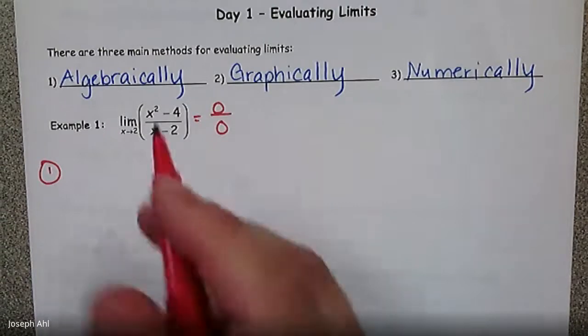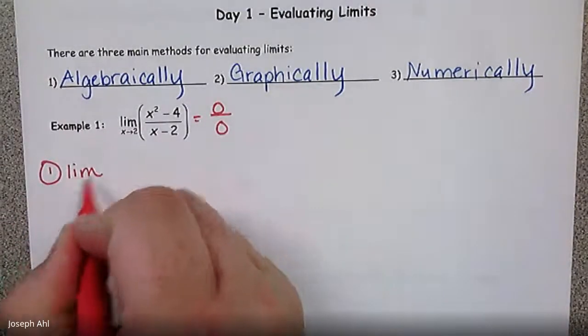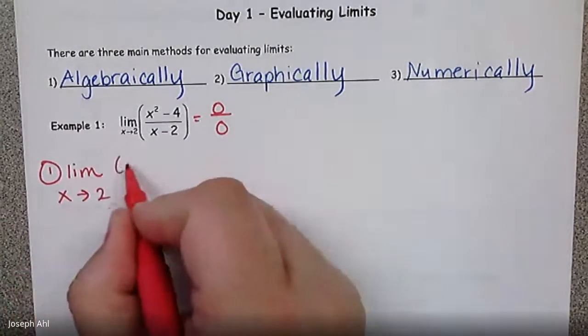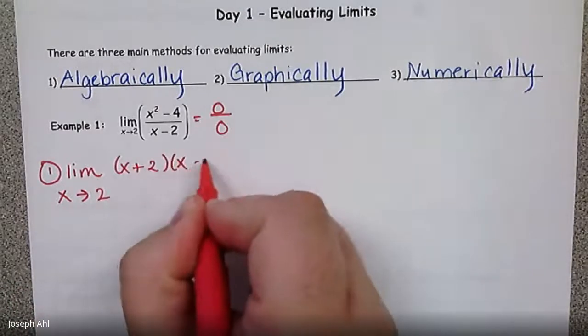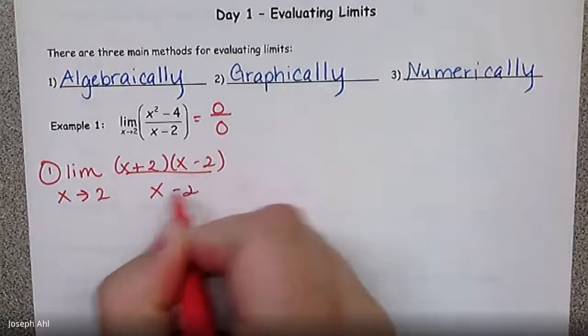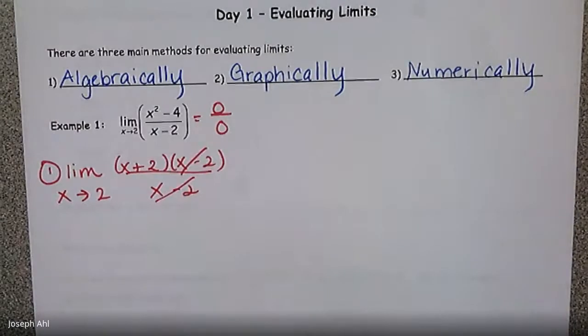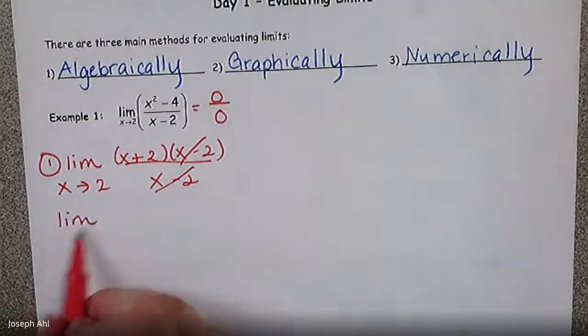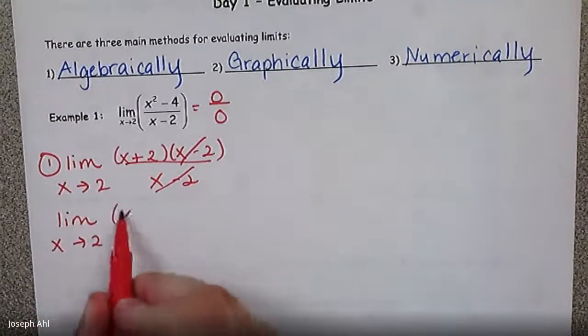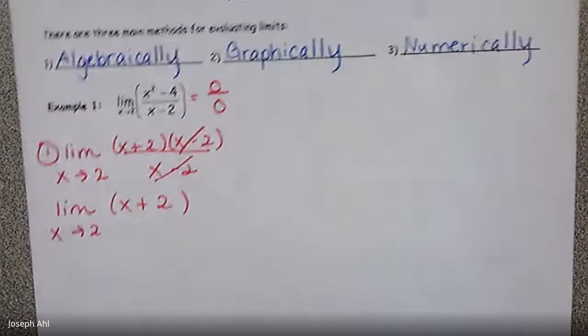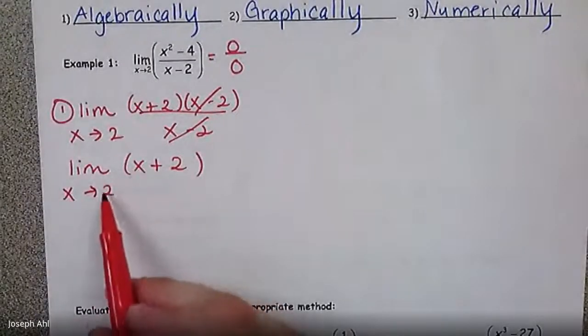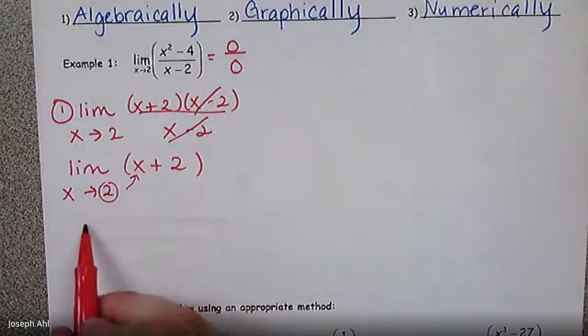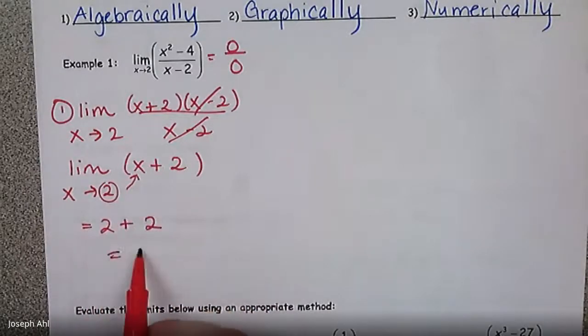The way we're going to approach this is, hopefully you're seeing it already, just factor the top. So we get x plus 2 times x minus 2. What that winds up doing is the x minus 2 factors top and bottom cancel. So we're now taking the limit as x approaches 2 of the quantity x plus 2. Great, now the algebraic approach is take that 2, plug it in for x. So we get 2 plus 2, which is 4. The limit as x approaches 2 is not 0 and not 0 over 0 anymore, it's actually 4.